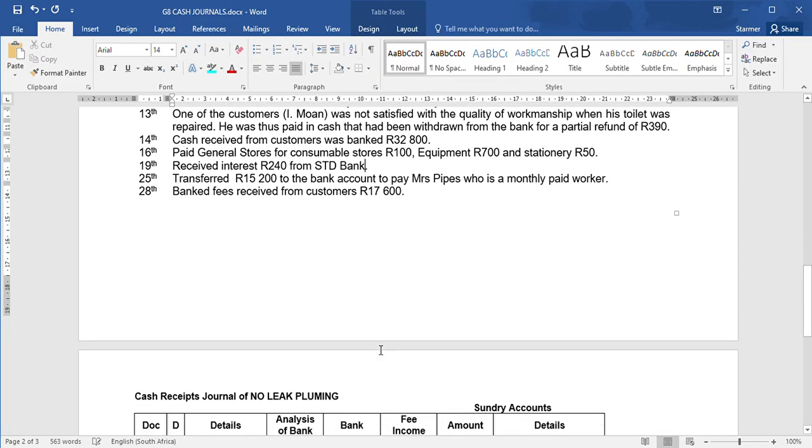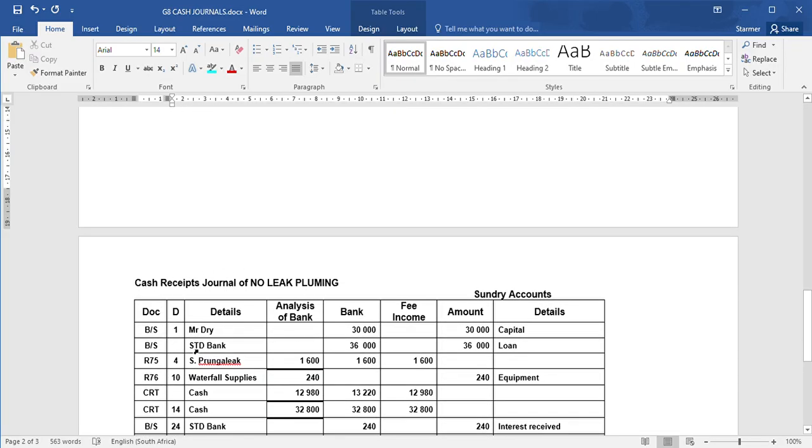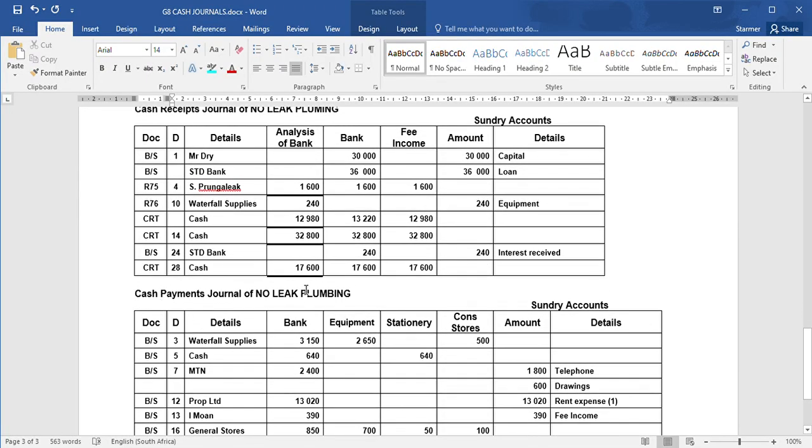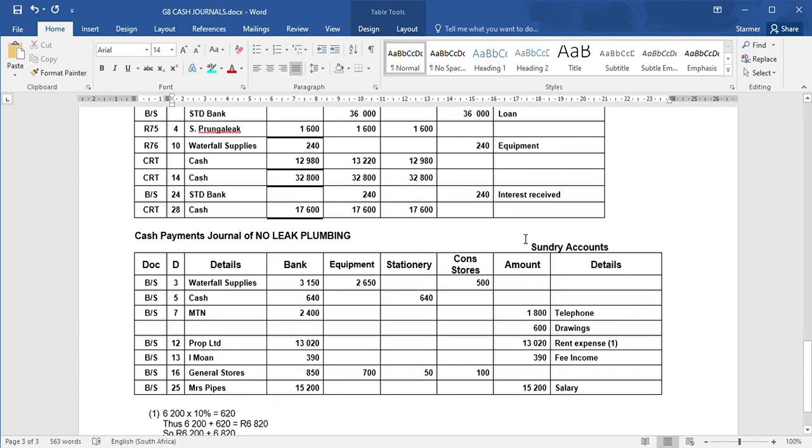Alright, so in summary then, cash receipts journal is used when you receive money, cash payments journal is used when you pay money. Always put the amount in two places. If you've got a special column for the amount, like here fee income or here stationery, etc., use it. If you don't, then you need to use sundry accounts, and the details that you write here are going to be the name of the ledger account.